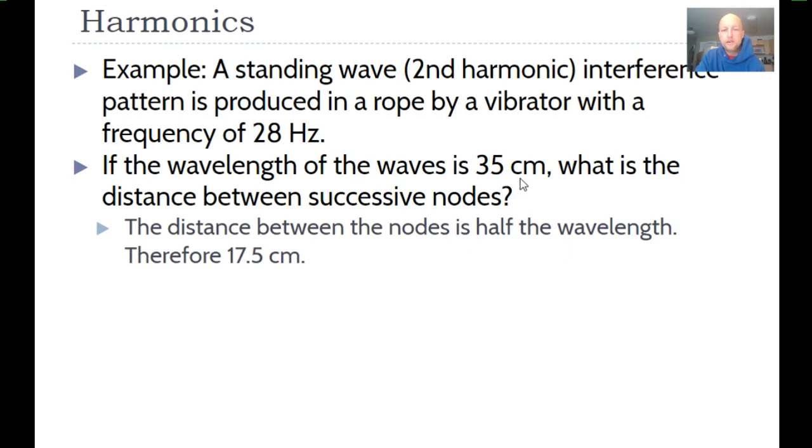So if the wavelength of the waves is 35 centimeters, what is the distance between successive nodes? Well, there were 3 nodes in that picture, and the entire wavelength was the entire picture, because that's what we had mentioned before for your second harmonic. The wavelength there is 35 centimeters. That whole length is 35. So if it's in between nodes, you're going to have half of that value. It's only going to be 17.5 centimeters.